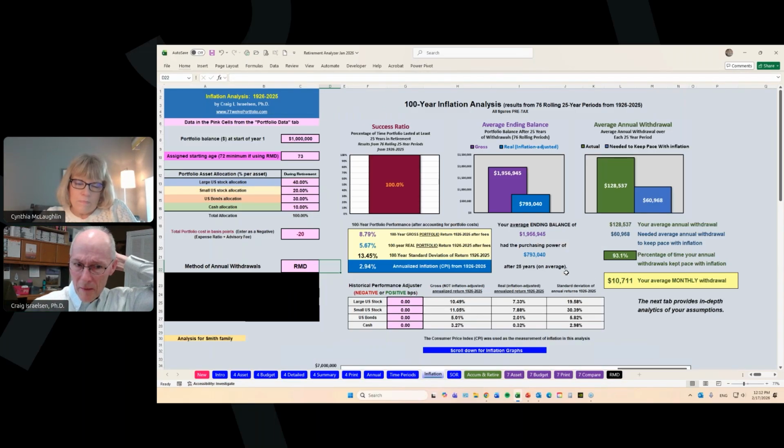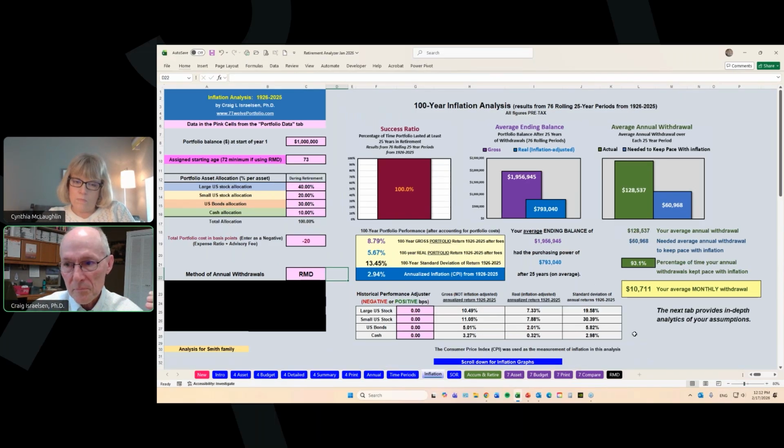Okay, so here's my approach to that. Here's all the data that was entered in the main tab, the 4 asset tab. You have a $1 million starting balance, you're 73, you have a 60/40, the RMD is driving withdrawals, and you have 20 basis points of portfolio cost. So when we think in terms of the inflation impact, here's one way to look at it.